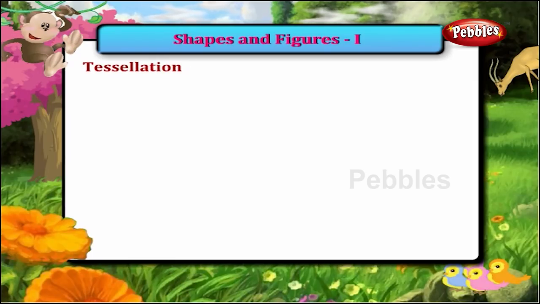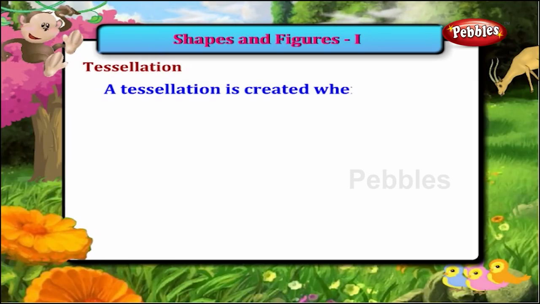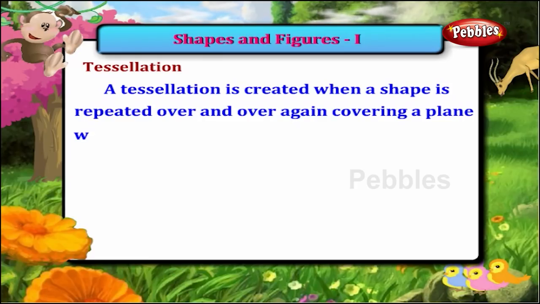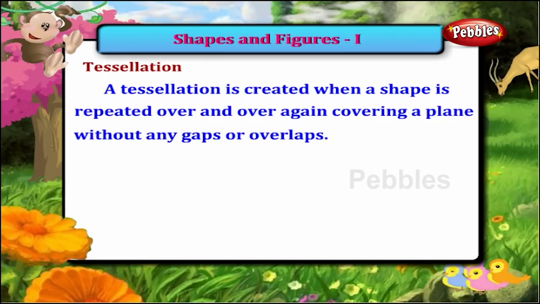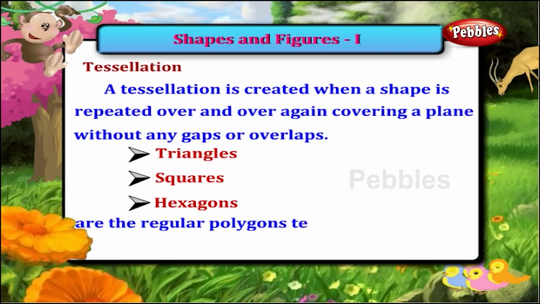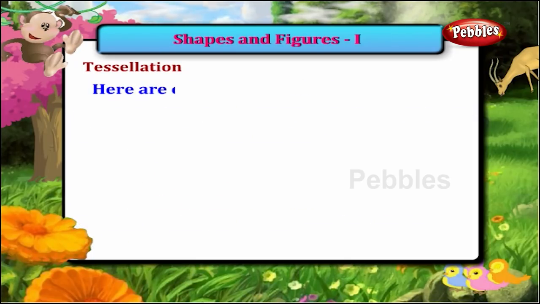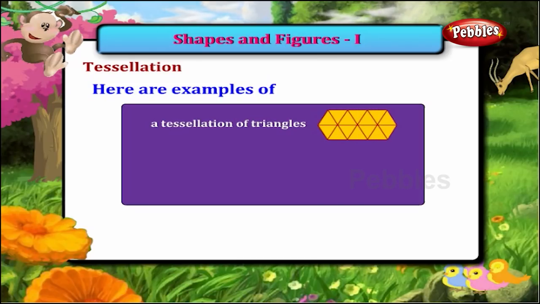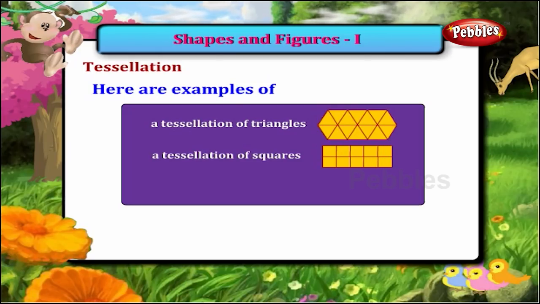Tessellation. A tessellation is created when a shape is repeated over and over again covering a plane without any gaps or overlaps. Triangles, squares, hexagons are the regular polygons that tessellate in the plane. Here are examples of a tessellation of triangles, a tessellation of squares, a tessellation of hexagons.